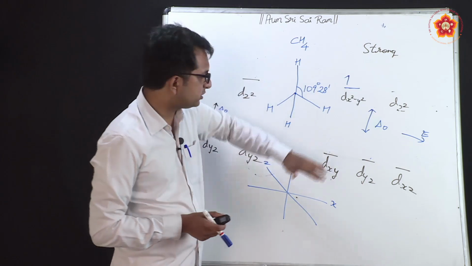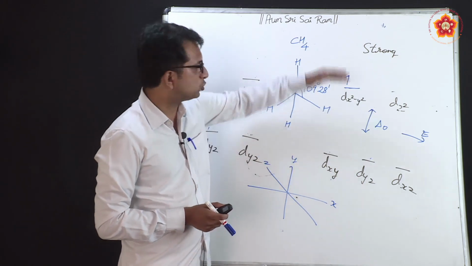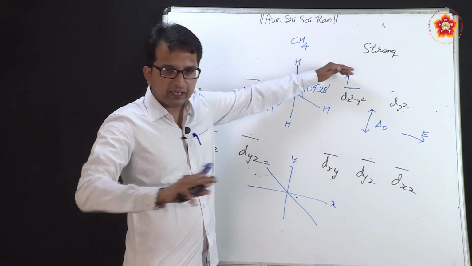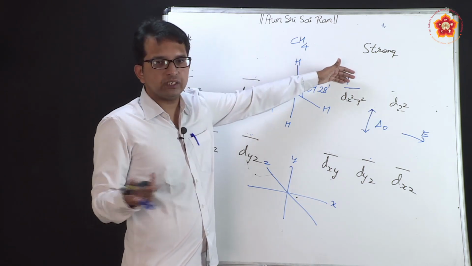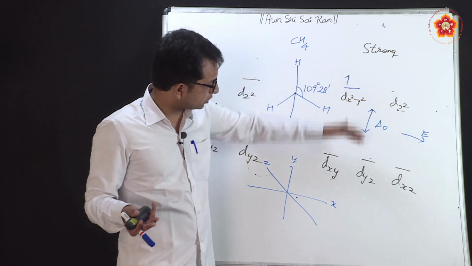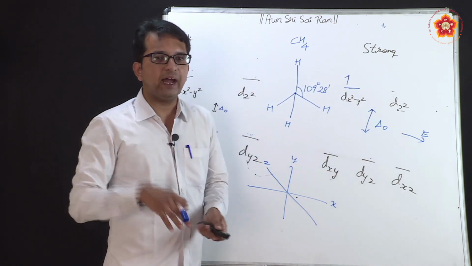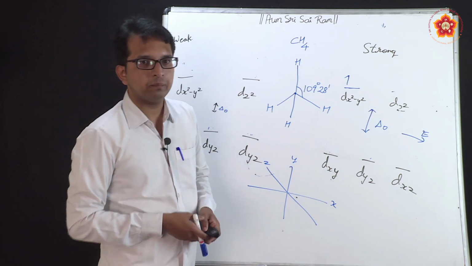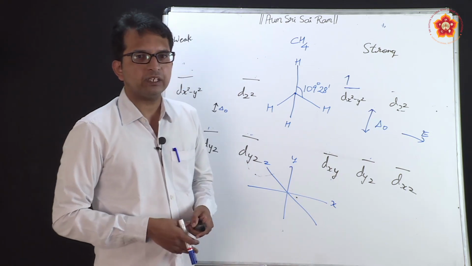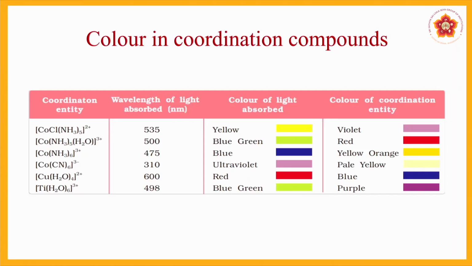So when you supply energy, the electron from lower energy goes to higher energy. Once the supply is removed, it can't stay there because it doesn't have any more energy, so it tries to come back, and while this electron comes back, it gives out energy, and that energy is given out in the form of light. So let us see some color properties of these coordination compounds, and we have studied this in d block elements.